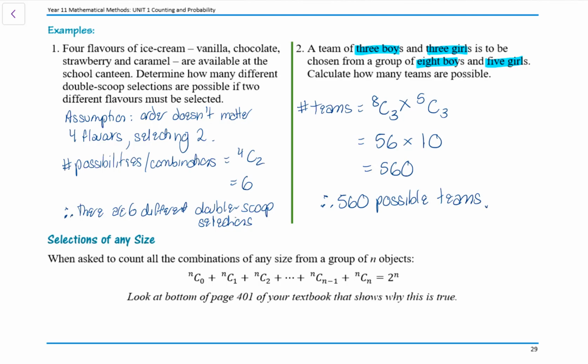Now, selections of any size: when asked to count all the combinations of any size, it'll always be 2 to the power of n. If you want to look at the bottom of page 401 of your textbook, that shows why this is true, but again, that's just an extension. You really just need to be able to find a combination and plug it into your calculator. It doesn't get any more complicated than that.